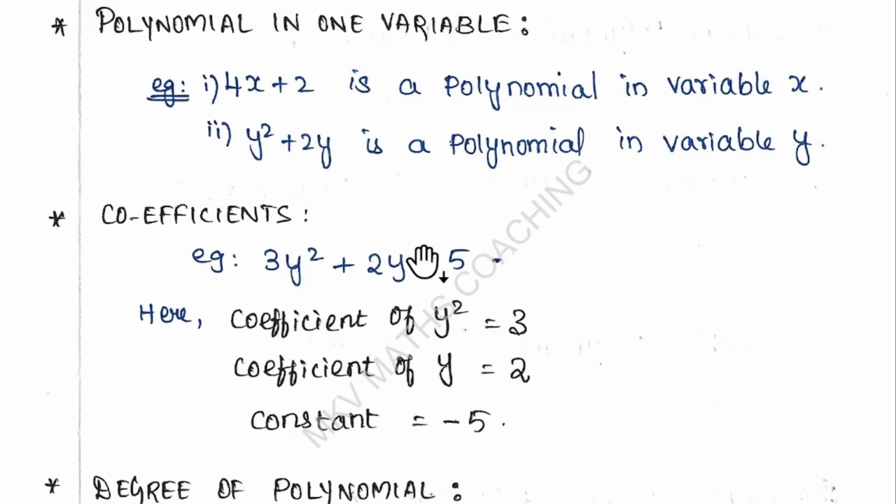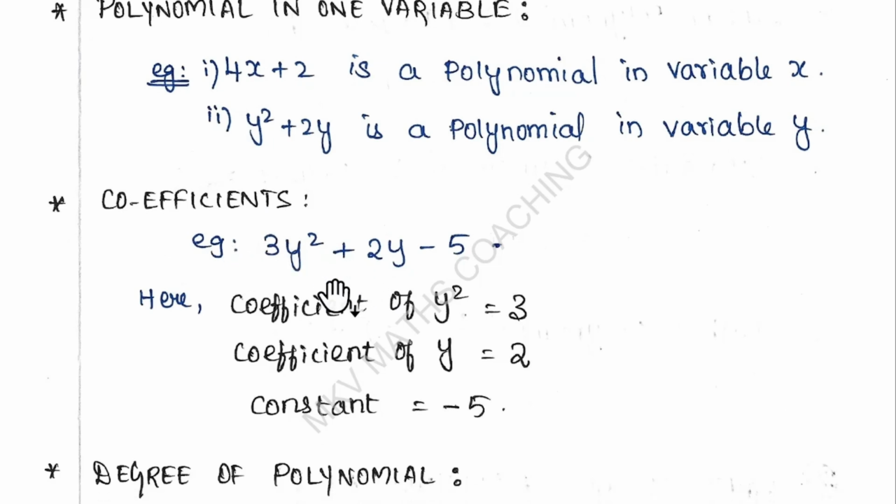And what is a constant? A constant is the value which doesn't have a variable. So here it is -5. Always write it with the symbol, so you should write the negative symbol. The constant value is -5. So what is a coefficient? The number attached to the variable is called the coefficient.